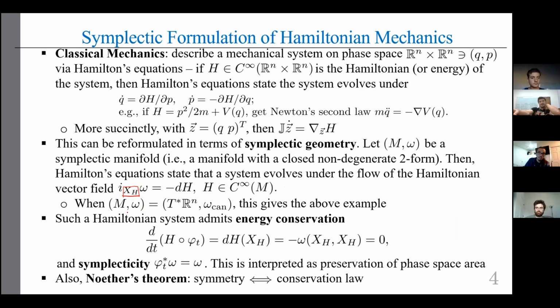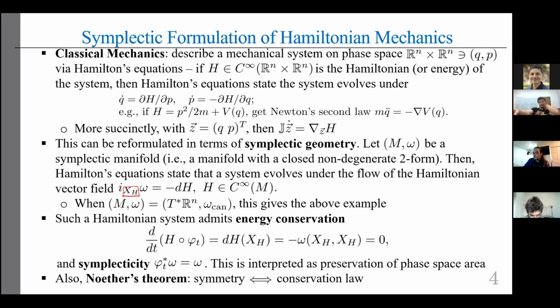Okay, and then the simplest case is if you take your symplectic manifold to be the cotangent bundle, and your symplectic form to be the canonical symplectic form on the cotangent bundle, then it precisely reproduces the above example of classical mechanics. Okay, so some immediately nice things about formulating it geometrically is that you can immediately prove some pretty nice properties of your system.